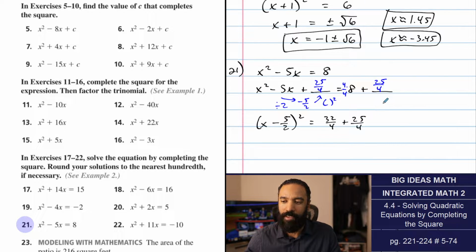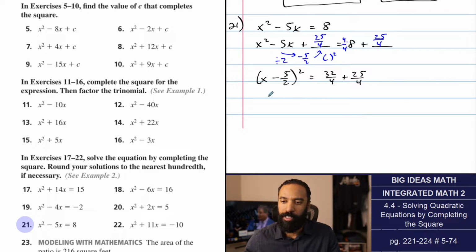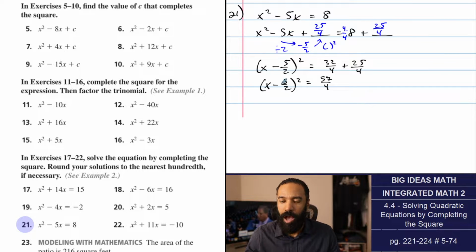32 fourths plus 25 fourths gets you a number. Let's figure out what that is before we keep moving forward. That's going to be 57 over 4. Okay. Now we take the square root of both sides.